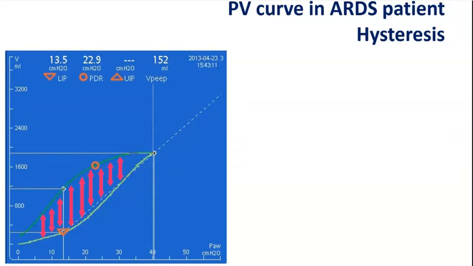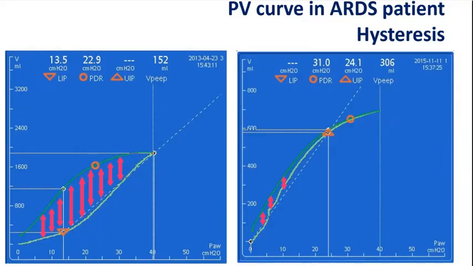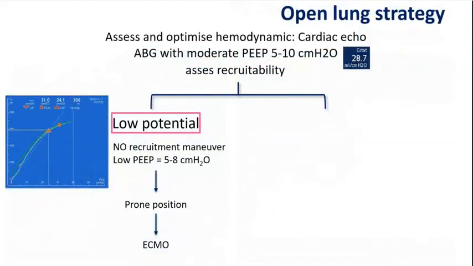So if we have a very large hysteresis, it means that probably this patient will benefit from recruitment, and reversely, if the hysteresis is very small, this patient probably will not benefit from recruitment. And so at this stage, we can more or less distinguish and decide patients that have a low potential of recruitment, we should not apply a recruitment maneuver, as it was mentioned by Professor Talmor. This will be harmful and totally useless.